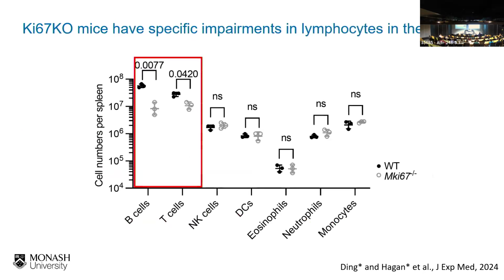The first step we looked at is in their spleen, so we looked at their peripheral lymphocytes. And we found that there are particular defects in their B cells and T cells in the spleen, whereas the other immune cell types that we looked at, including eosinophils, neutrophils, monocytes, or myeloid cells, look quite normal. And this immunodeficient phenotype in those mice probably prompts you to wonder, is there any human equivalent of those mice?